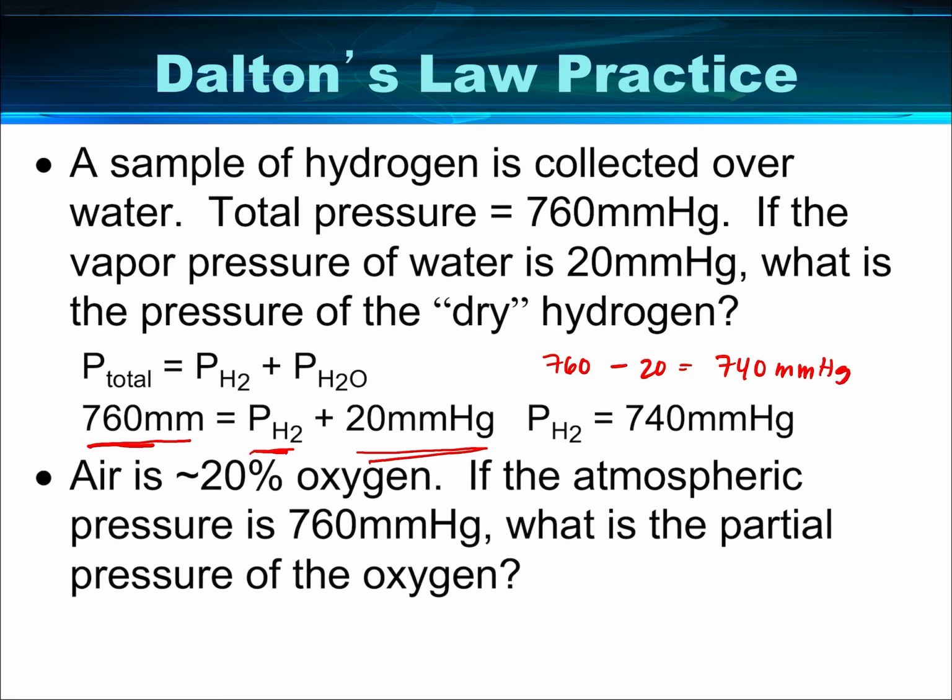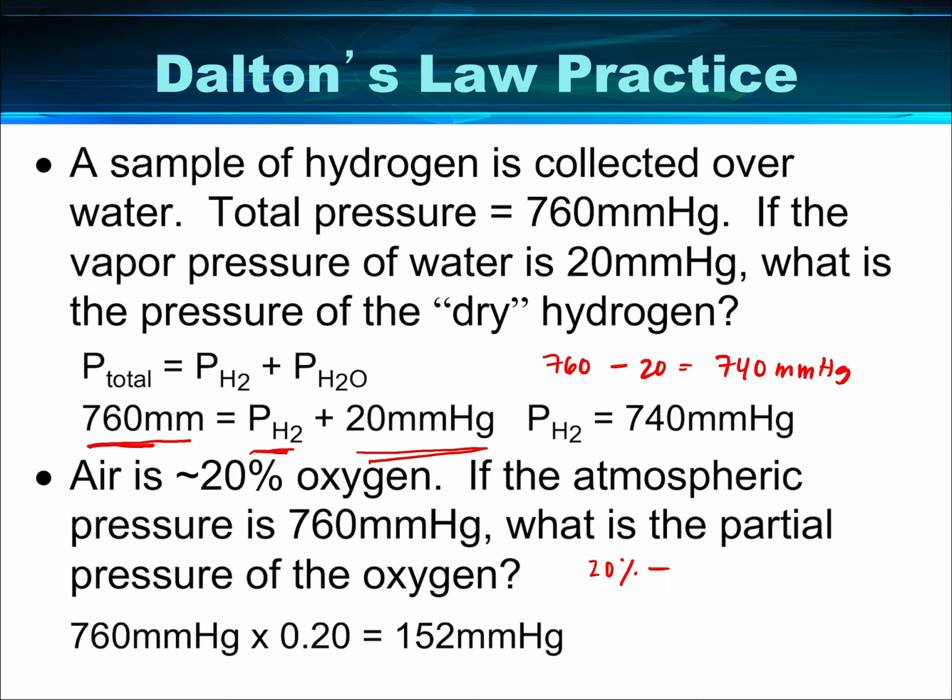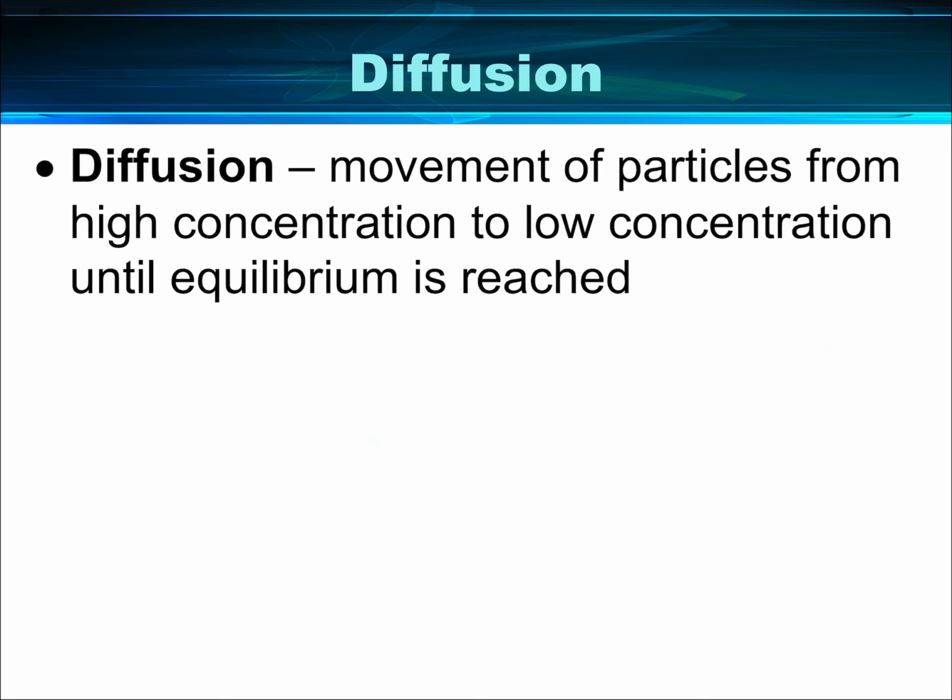Okay, air is about 20% oxygen. So if the atmospheric pressure is 760, what is the partial pressure of oxygen? If air is 20% oxygen, we just have to multiply 760 by the decimal. We would divide 20% by 100 to get 0.20. And when we multiply that 0.20 by 760, we get 152 millimeters of mercury.